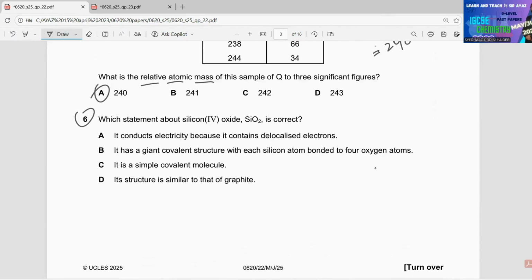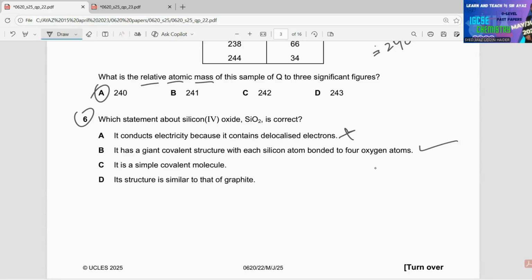Number 6. Which statement about silicon dioxide, SiO2, is correct? A, it conducts electricity because it contains delocalized electrons. This is incorrect, because it does not contain any delocalized electrons and it's not a conductor of electricity. So this statement is incorrect. B, it has a giant covalent structure with each silicon atom bonded to 4 oxygen atoms. This looks correct to me.